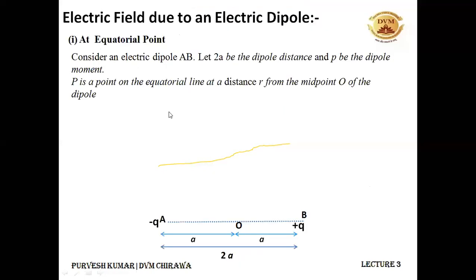In this next topic, we need to find the electric field at a point that is on the equatorial plane of the dipole, or an equatorial point of the dipole lying on the perpendicular bisector of the dipole. Same as before, we are considering a dipole AB having charge minus Q and plus Q, separated by a distance 2A. O is the midpoint of the dipole, so OA is A and OB is also A.